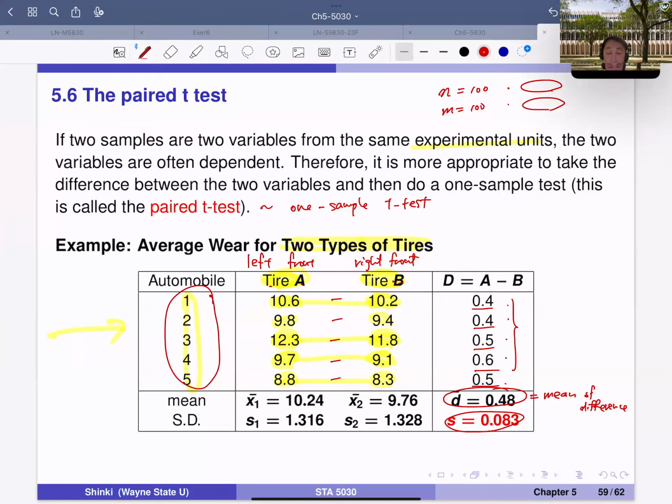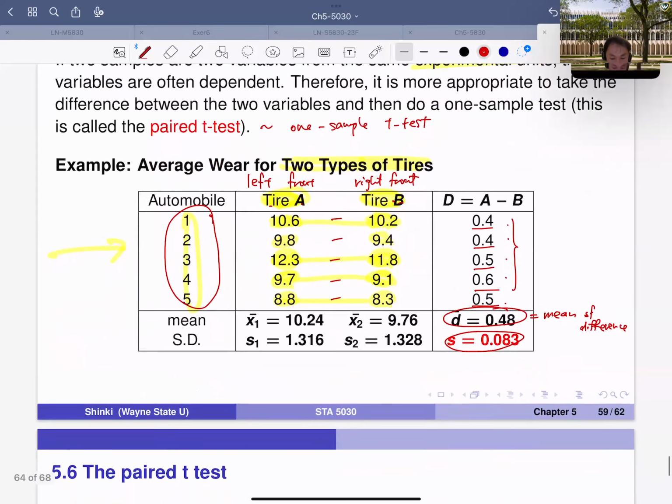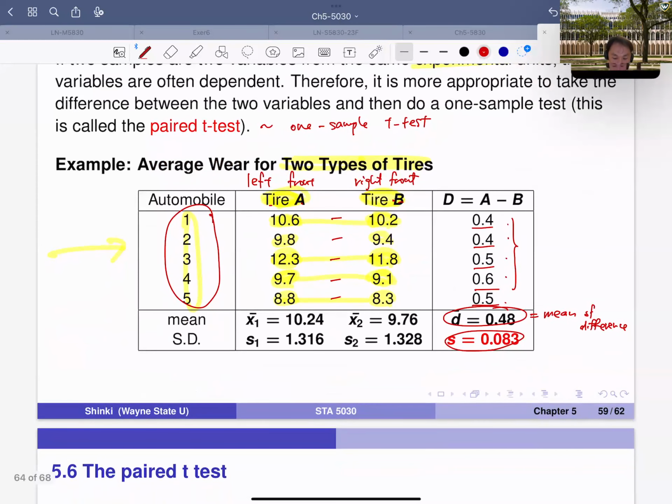So we take the difference first, then do one sample t-test. So that is the paired t-test. So maybe even this example of 100 students in US and 100 students in Germany, if these are 100 twins, one of the twins live in the United States and the other live in Germany, then maybe we can do the paired t-test because each pair come from the same family. So the point is whether or not these two groups are measured on the same experimental units.